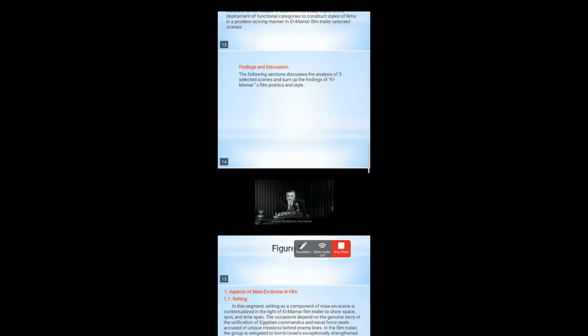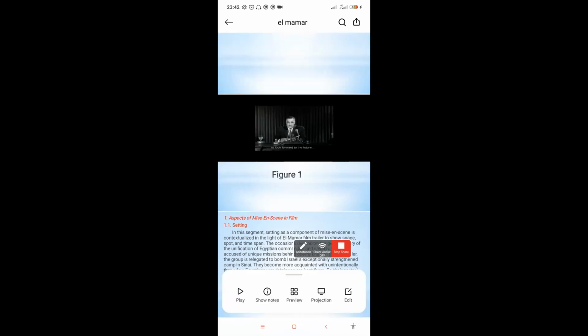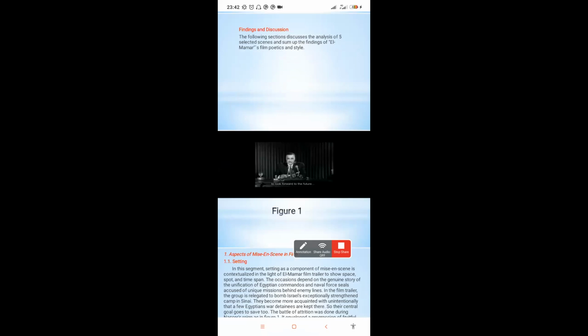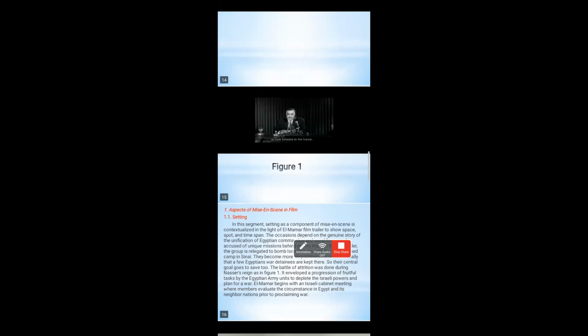to the findings and discussion based on the analysis. We have figure 1. It shows you a shot from the film showing President Nasser back to the War of Attrition, 1967.